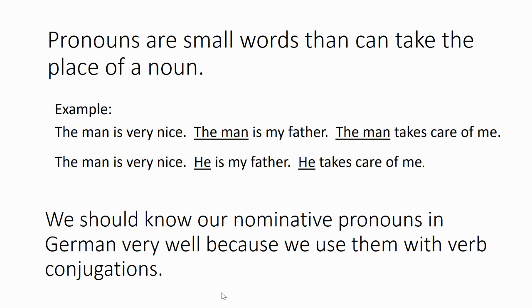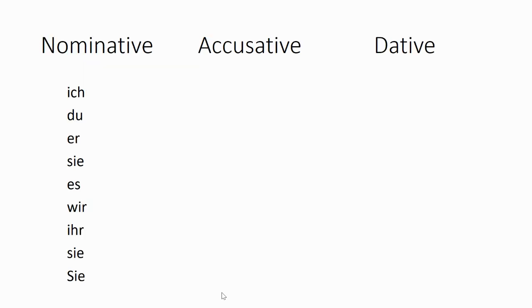We should know our nominative pronouns in German really well because we use them with verb conjugations all the time in class. I have those on the next slide here. So the nominative pronouns are ich, I; du, you; er, he; sie, she; es, it; wir, we; ihr, you guys, you plural; sie, they; and the capital S Sie, you formal.